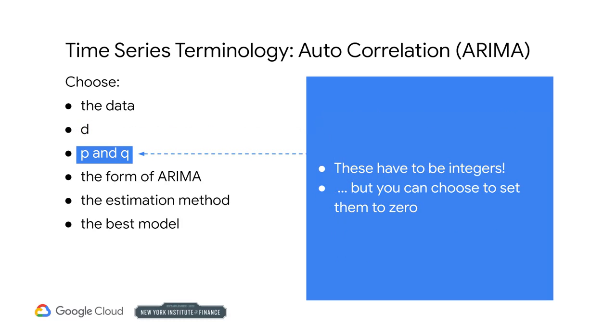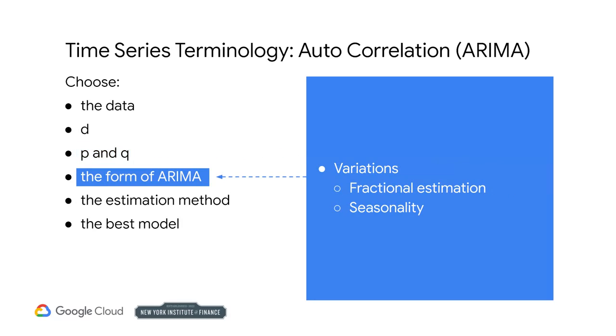Third, you must select the values of P and Q. Recall that P is the number of AR lags and Q is the number of MA lags. These values have to be integers, but remember you can also choose them to be 0. Fourth, you choose the type of ARIMA model. When you dig deeper, you will find that there are several varieties. Most likely, you are running this on software. You will find a number of ARIMA models. Some do fractional estimation, some add seasonality.